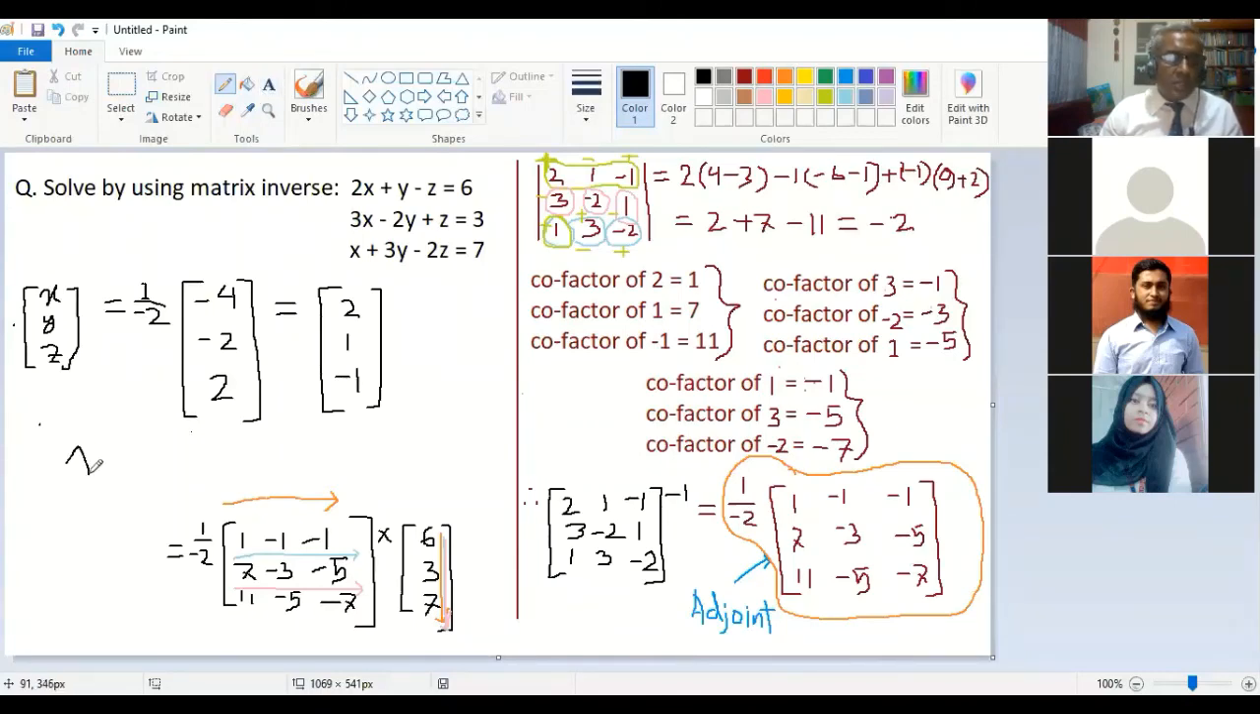So the answer is actually x, comma, y, comma, z, the variables, and we are getting the answer like 2, comma, 1, comma, minus 1. So these are the values for x, y, z. And that's it. This is the solving of a system of equations with 3 variables by using matrix inverse.